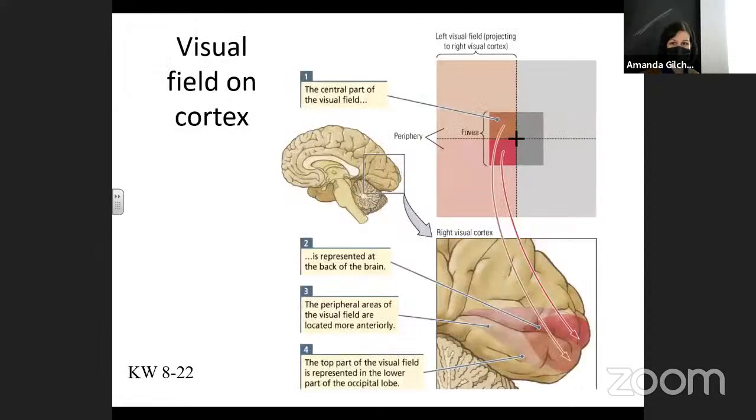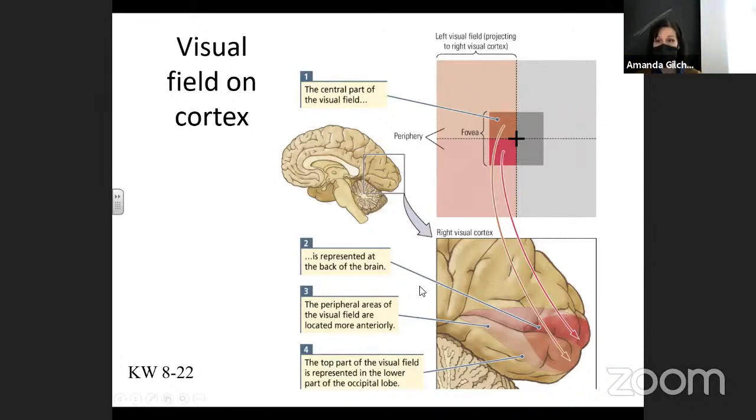All right. So let's talk a little bit about the striate cortex. One of the things that I mentioned when we talked about light hitting the eye is that when it's on the back of the retina, it's inverted, because anytime that light goes through an aperture, it creates an inversion. Now, you do not see an upside down world.